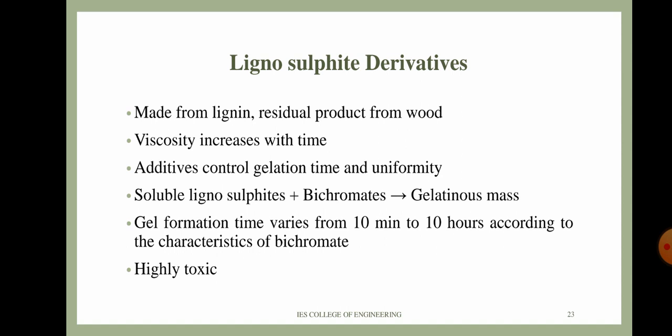The grouts are made from lignosulfates and a hexavalent chromium compound. That is, soluble lignosulfate is mixed with a bichromate to form a gelatinous mass, which is quite firm. The gel formation time varies from 10 minutes to 10 hours, as a function of bichromate concentration, but it is very highly toxic.